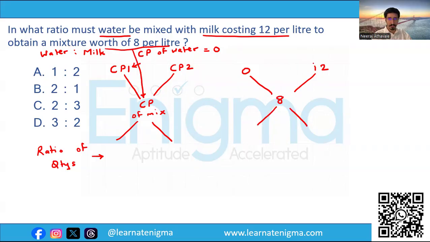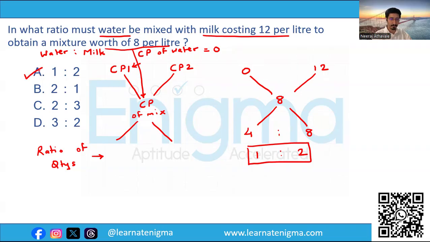Now we cross subtract: 12 minus 8, we have 4. 8 minus 0 is 8. So the ratio is 4 is to 8. We can reduce it further. It becomes 1 is to 2. So the answer is water and milk will be mixed in the ratio 1 is to 2.